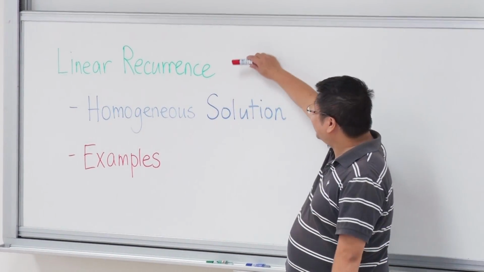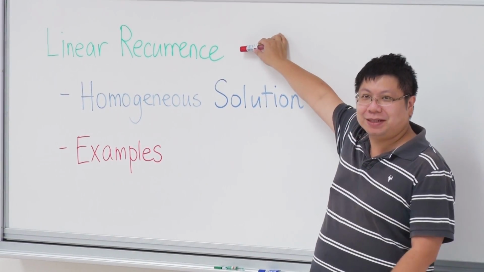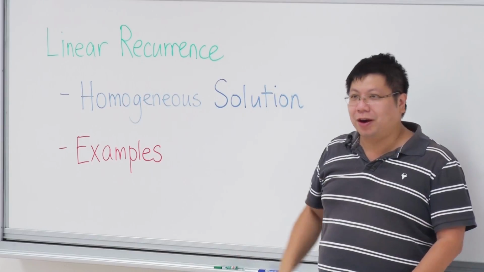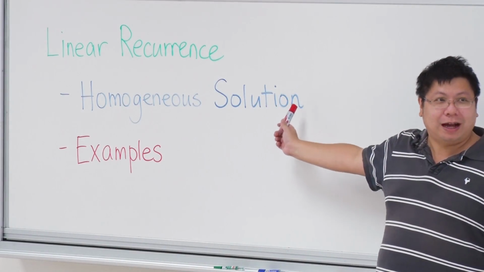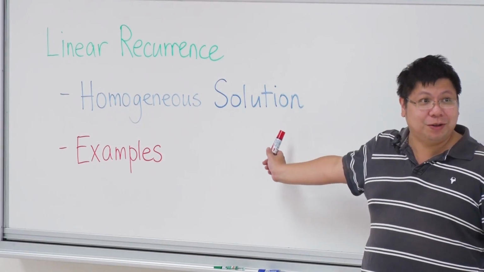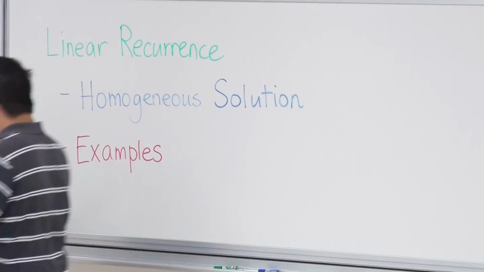Okay. So today we will continue the discussion on linear recurrence, and all of these are with constant coefficients. We will talk more about how to get a homogeneous solution, and after that, let's do some examples.